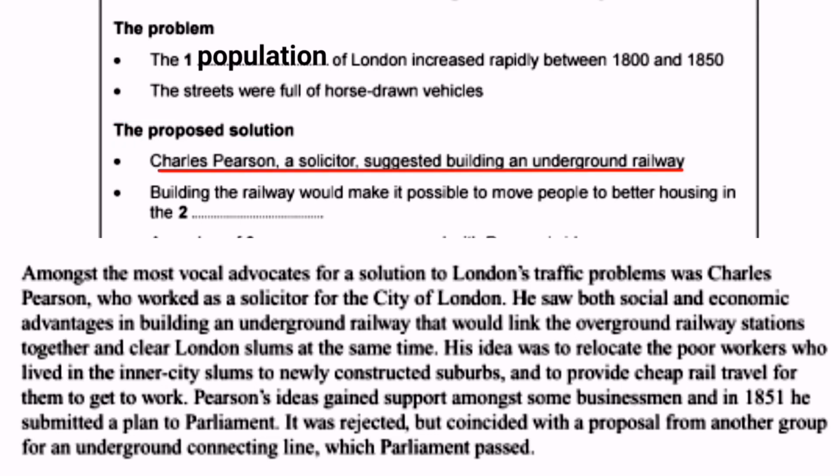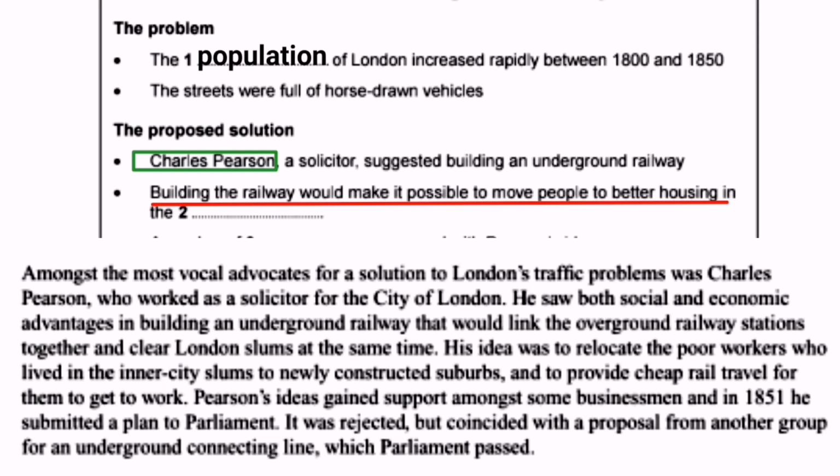And the statement is Charles Pearson, a solicitor, suggested building an underground railway. So this is the suggestion or the proposed solution of Charles Pearson, that we should build an underground railway. We cannot ignore this statement in the summary, although there is no blank given in this statement. Charles Pearson is the keyword who suggested to build an underground railway. So it may be possible that our questions 2, 3, 4 and 5 may be related to Charles Pearson's suggestions. So don't ignore this statement.